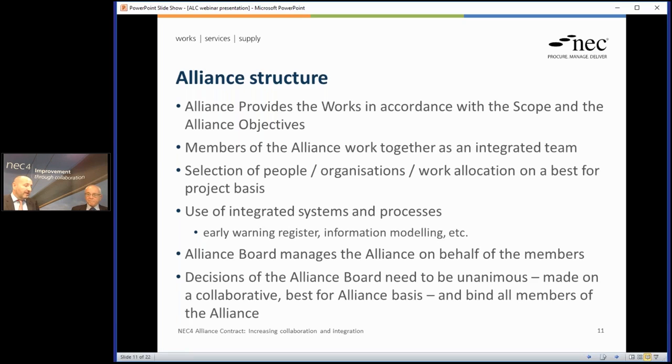So this requires the client to engage in that process, to accept that there are certain decisions they are going to now share with the Alliance board, but it creates this ability for the Alliance to manage it as a team and on a best for Alliance basis. Yeah, so the whole team comes together to make these decisions rather than simply having the client impose it. Yeah, absolutely. We'll talk about certain client reserved matters later.